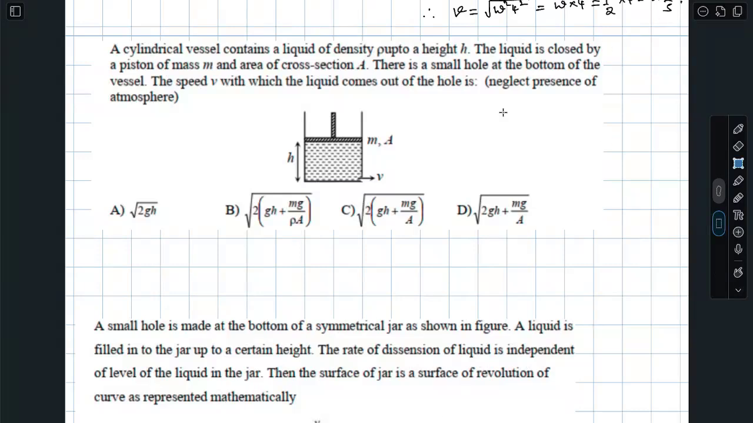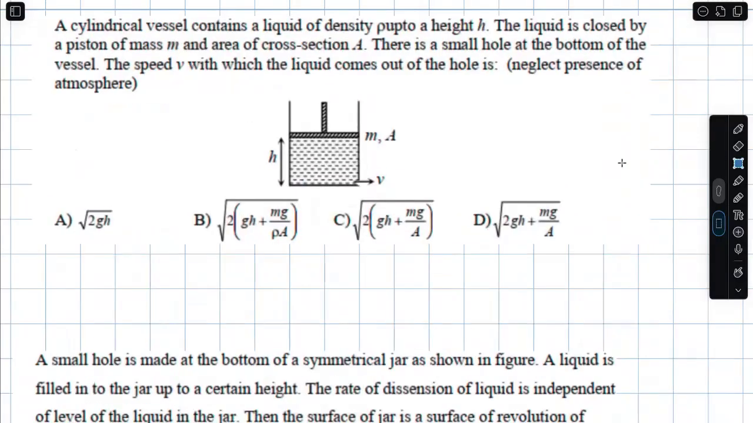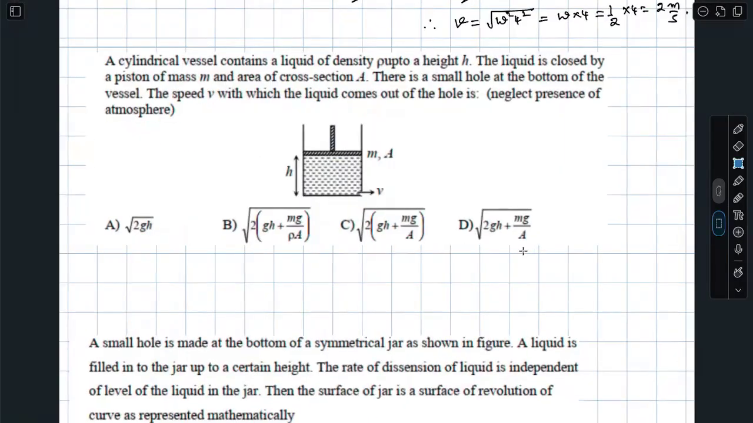So now let us go through this first question. Please go through this question, everyone.